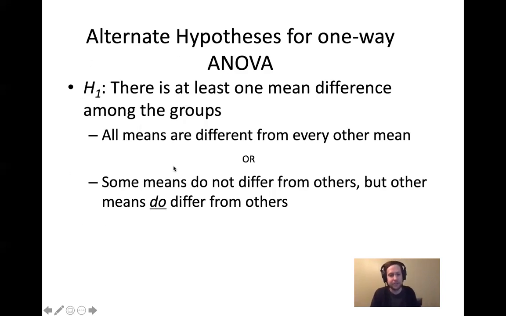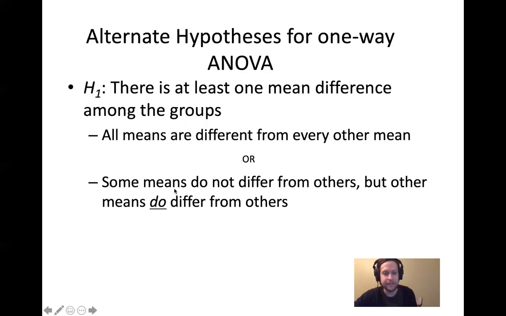Another outcome which is consistent with the research hypothesis, and which is much more typical, is that some of the means differ from some of the other means, but some of the means don't differ from others. An example would be, for instance, mu1 does not equal mu2, but mu2 does equal mu3. So mu1 is different from mu2, but mu2 is not different from mu3. That's consistent with this research hypothesis: at least there's one mean difference among the groups.